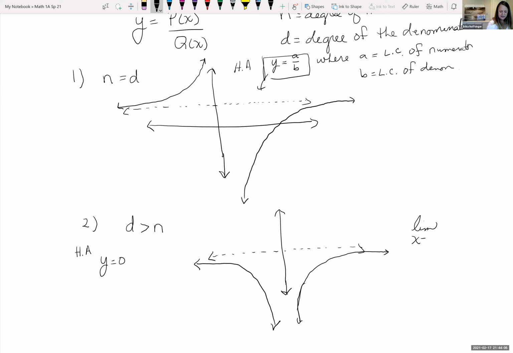So the limit as x goes to positive or negative infinity of our graph p of x over q of x is equal to 0. We would write it mathematically with limits. The limit as x is going to positive or negative infinity. That y value that we're getting closer and closer to is the leading coefficient of the top over the bottom.